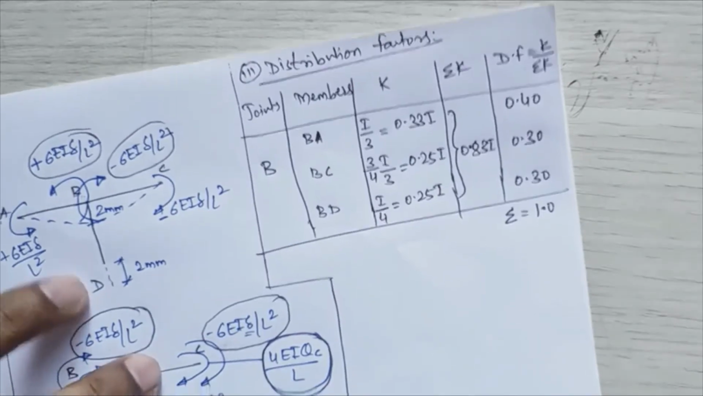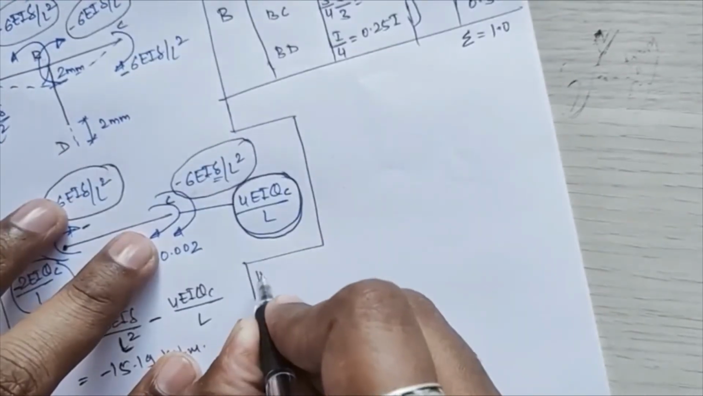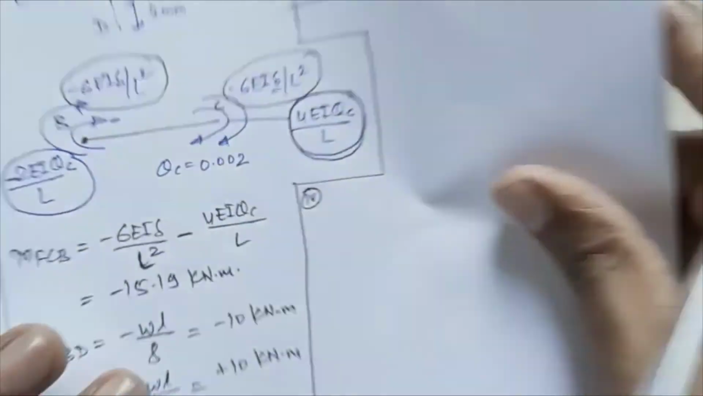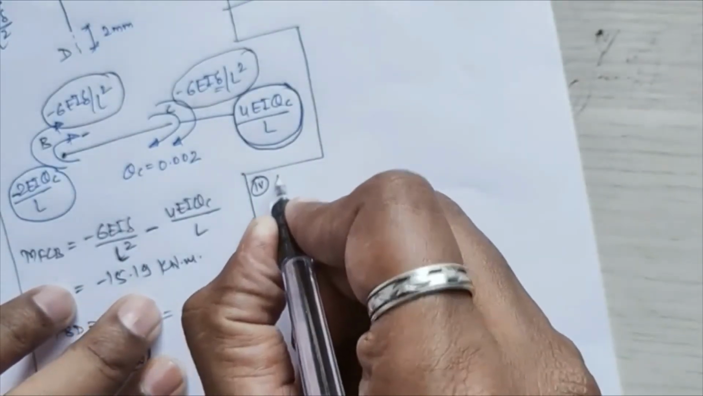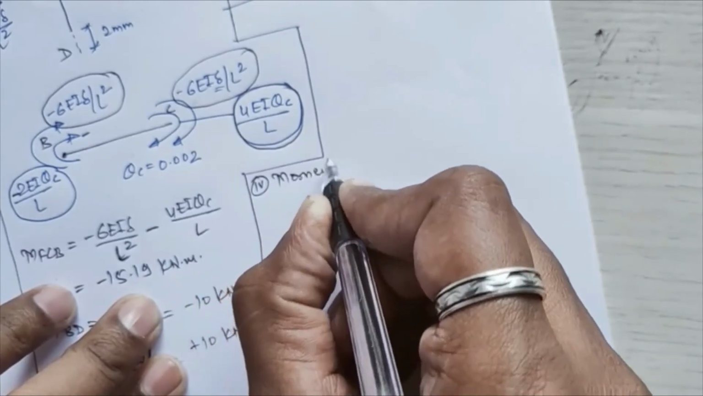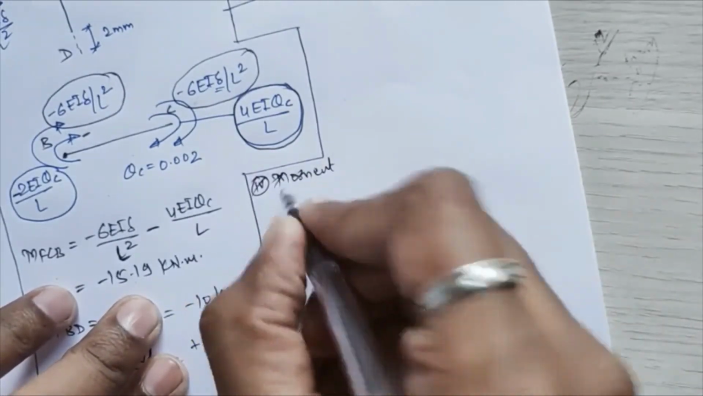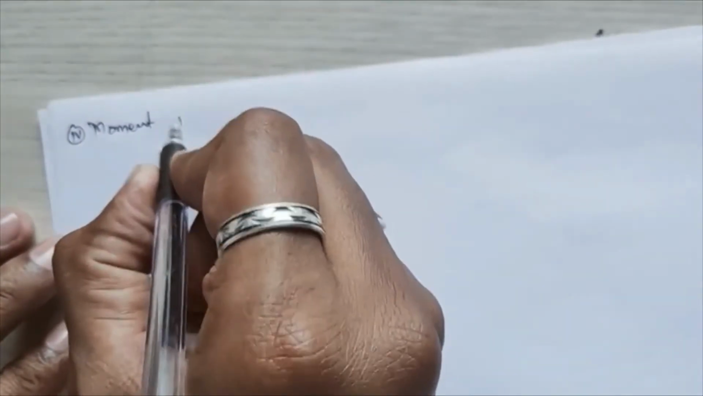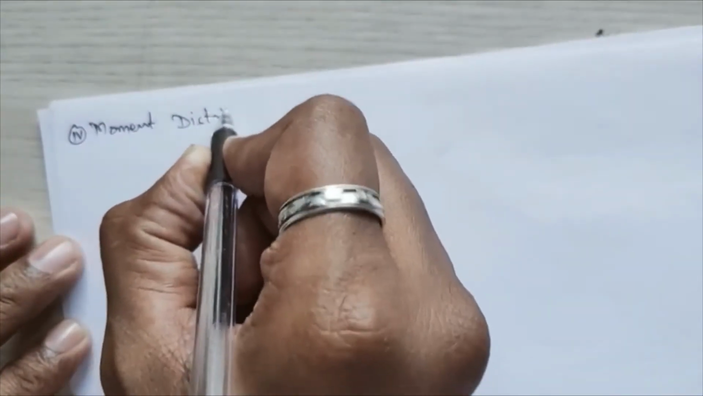Okay, now we'll move to the next step, that is step number 4 here. I have less space here, so I'll write the moment distribution table. Okay, wait, I'll take a new page over here. For the next step, that is step number 4, the moment distribution table.